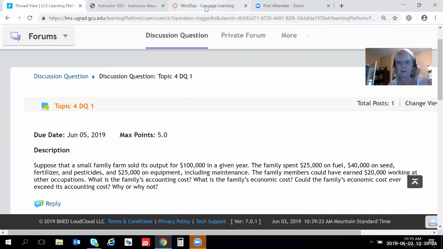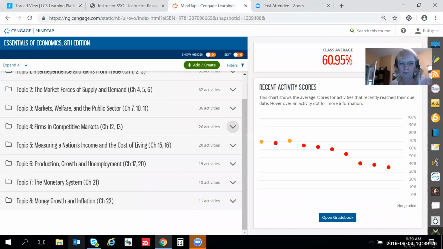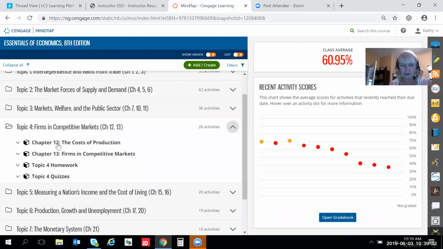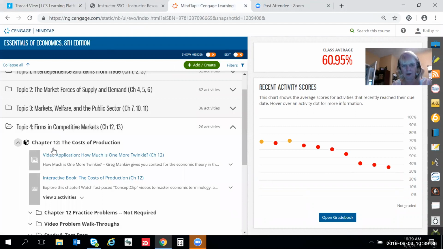Let's go to the textbook. So I'm over here in MindTap now, and I'm going to click on Topic 4, and you'll find discussion of the cost of production in Chapter 12. So let's go to Chapter 12, and let's go to the interactive book. And we'll wait for it to load.